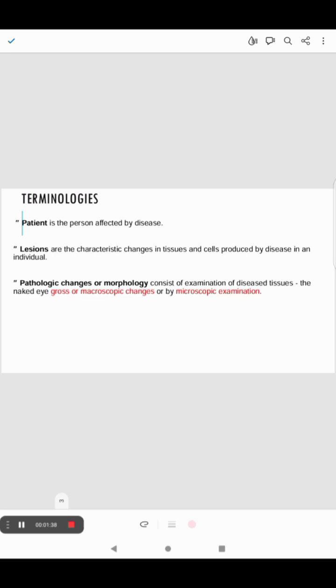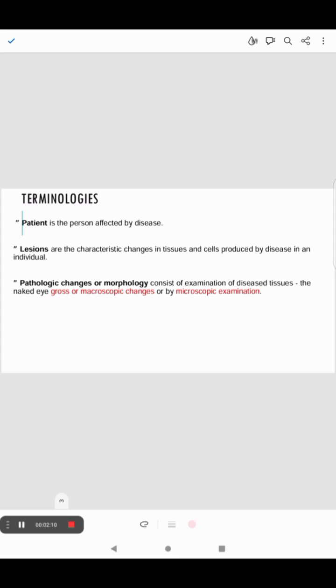Basically you should know a few terminologies which you will come across throughout your study of pathology. The first one is patient. Who is a patient? He is a person affected by the disease. That is a very basic term. Next is lesion. What do you mean by a lesion? They are characteristic changes happening in the tissues and cells produced by the disease in an individual. We call that a lesion. Lesion means some changes happening in the tissues and cells.